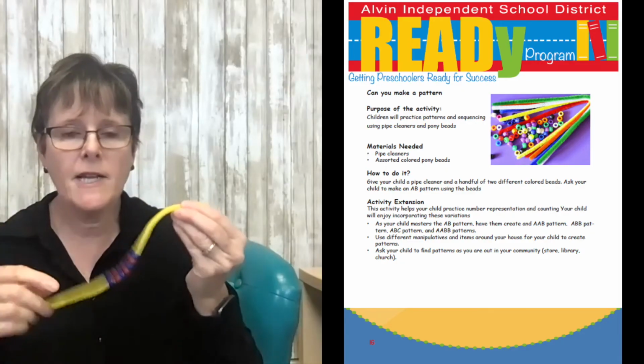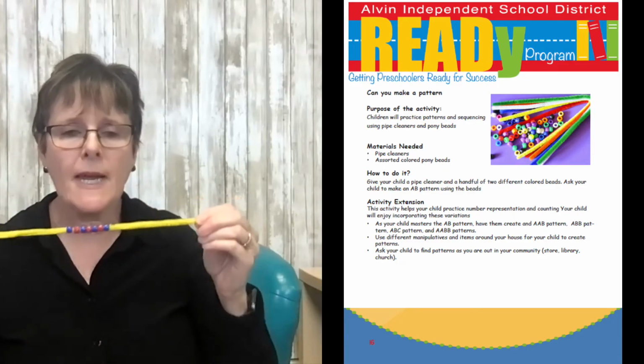The next activity is a review. Can you make a pattern? I like using the pony beads and the pipe planner only because not only are we doing the math concept of a pattern, but we're also using that fine motor. It's a very, very good activity.